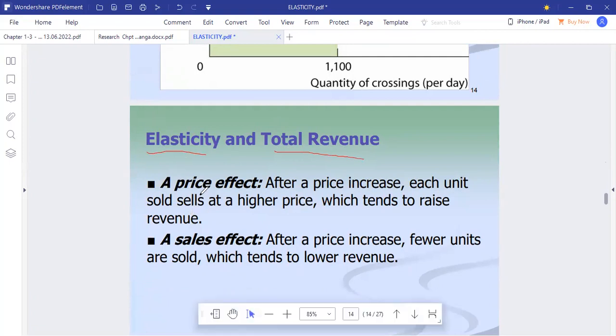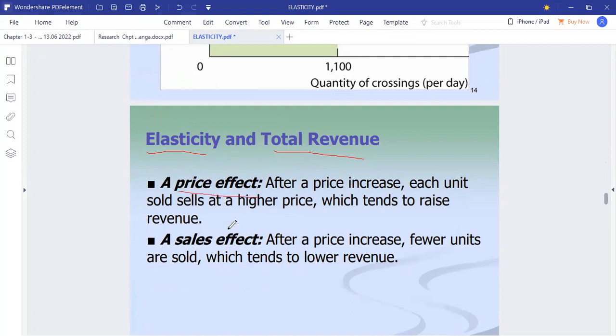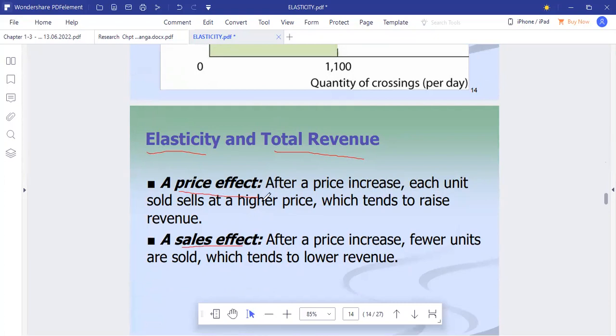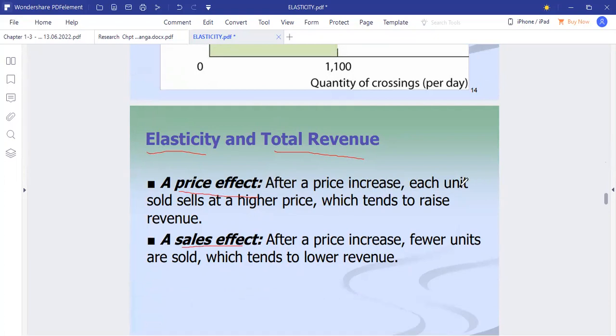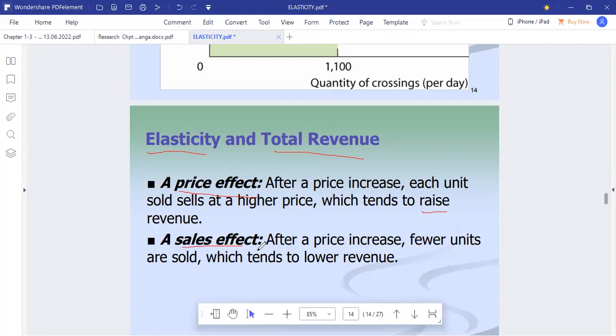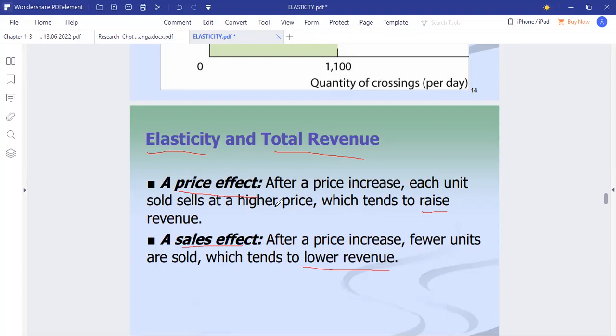So we need to understand, number 1, there's a price effect and a sales effect. After a price increase, each unit sold at a higher price will tend to raise the revenue. After a price increase, fewer units are sold, which will tend to lower the sales revenue. So there are 2 effects that you're expected to have. Number 1, the units that you are selling at an additional price, because price times quantity will result in what we call total revenue.